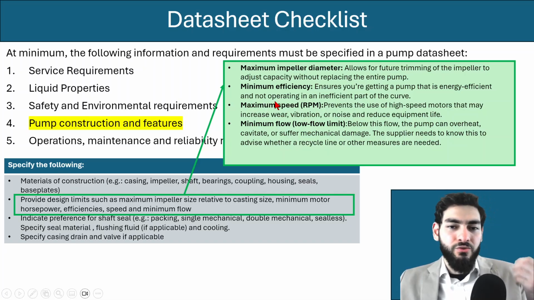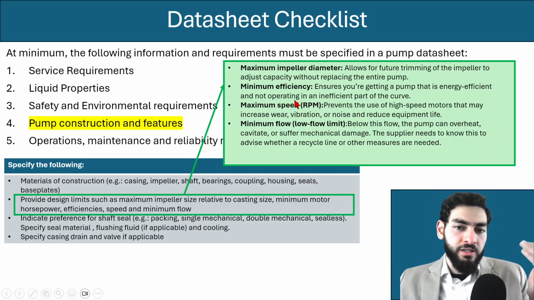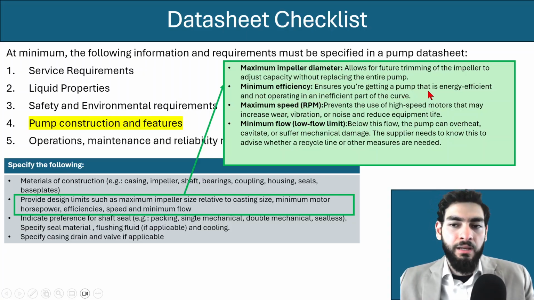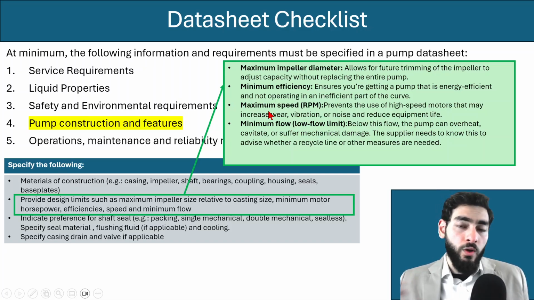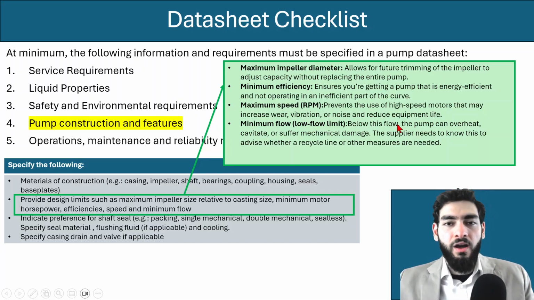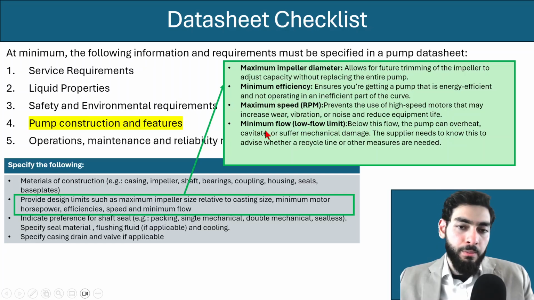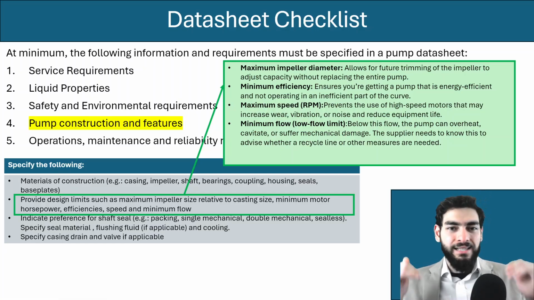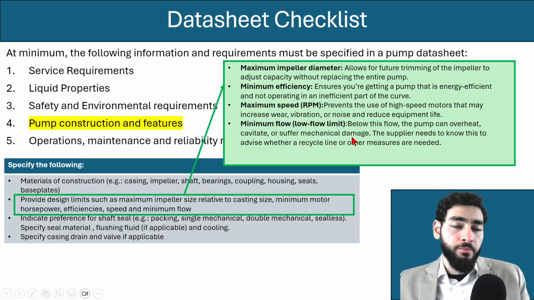You also want to make sure that you're running an efficient pump. So specifying a minimum efficiency ensures that you're getting a pump that is energy efficient and you're not operating in an inefficient part of the curve. You might also want to inform them that you don't want a pump that is running at very high speeds, because that prevents the use of high-speed motors that increase wear, vibration, or noise and reduce the equipment life. And you might also want to tell them about what the minimum flow requirements are, because any pump has a minimum flow, and below that minimum flow, the pump can overheat, cavitate, or suffer mechanical damage.